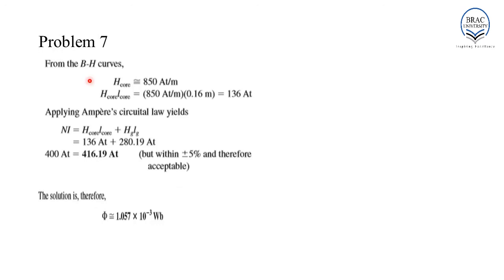Using the BH curve, we can determine H core to be 850 ampere turns per meter. Then H core L core will be equal to 136 ampere turns. Now, if we apply Ampere's circuital law, Ni will be equal to 416.19 ampere turns. This value is within plus minus 5% and therefore acceptable. The solution is therefore phi equals 1.057 times 10 to the power minus 3 Webers.